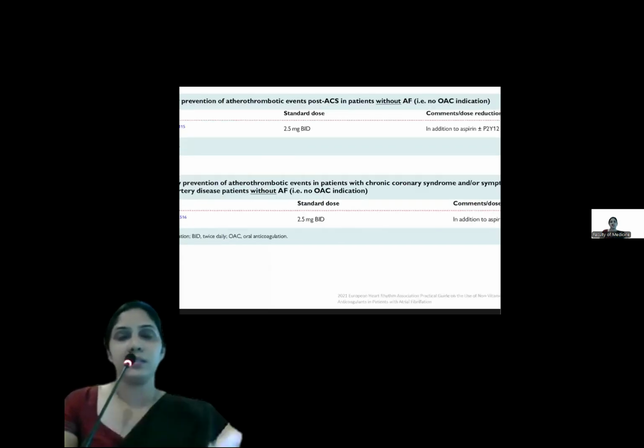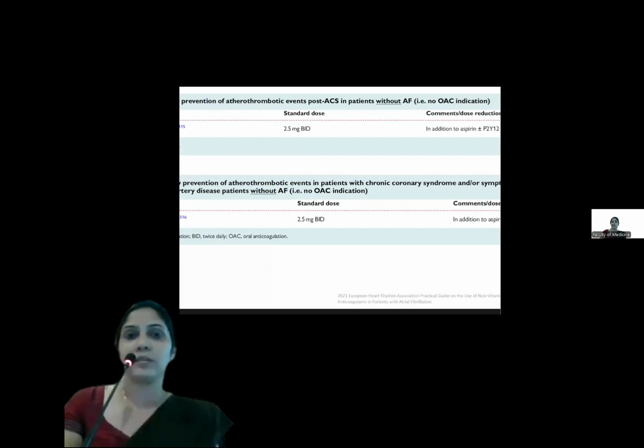And this is another indication I discussed, the low dose rivaroxaban in preventing major events in coronary artery disease and peripheral vascular disease. The recommended dose is quite different. That is 2.5 milligrams BD.